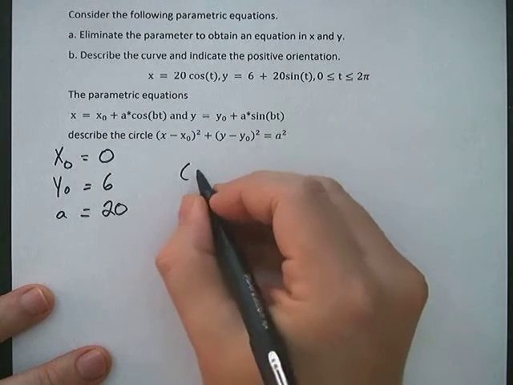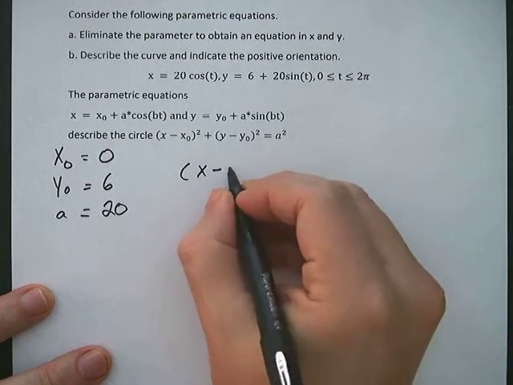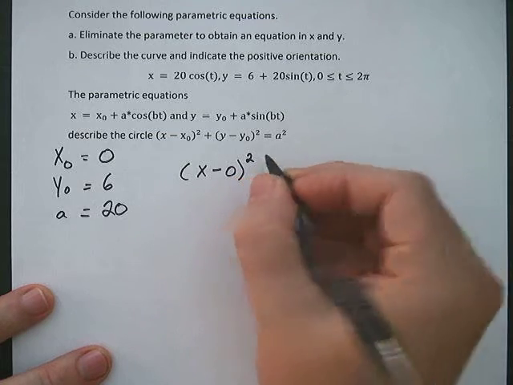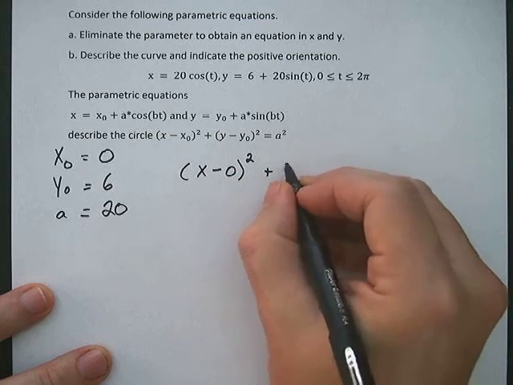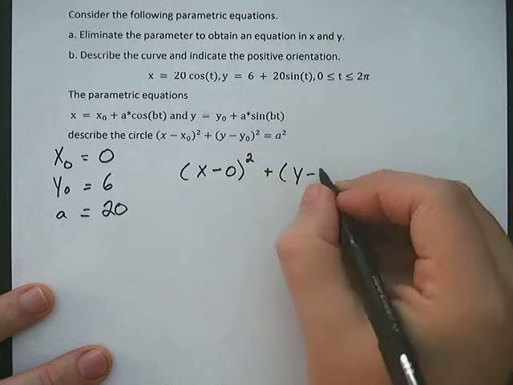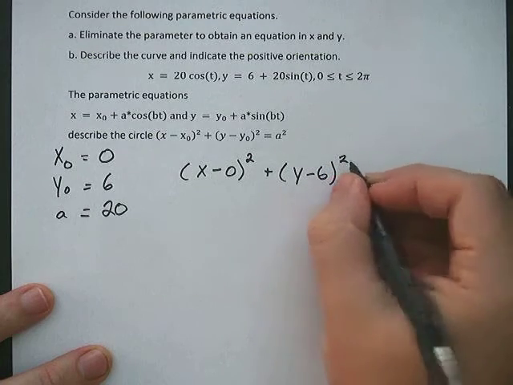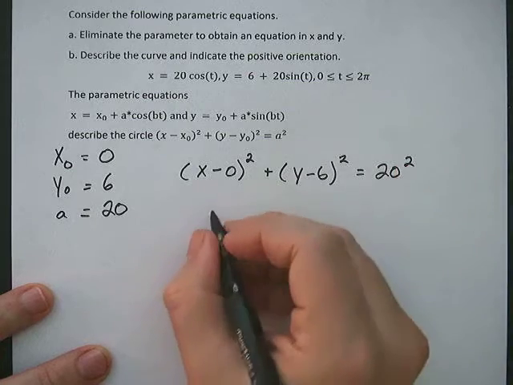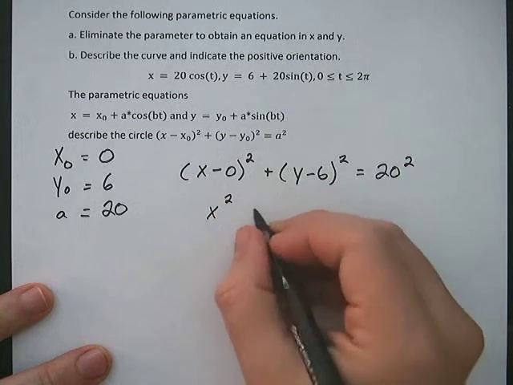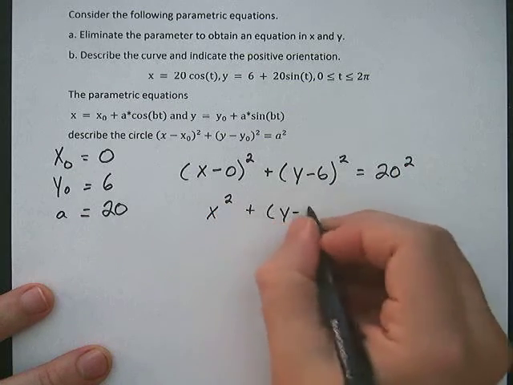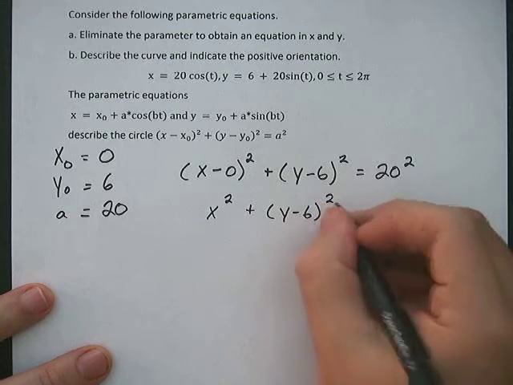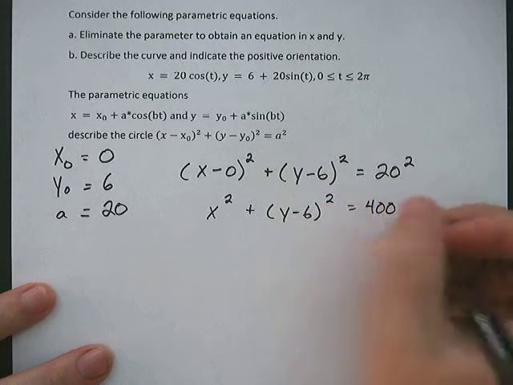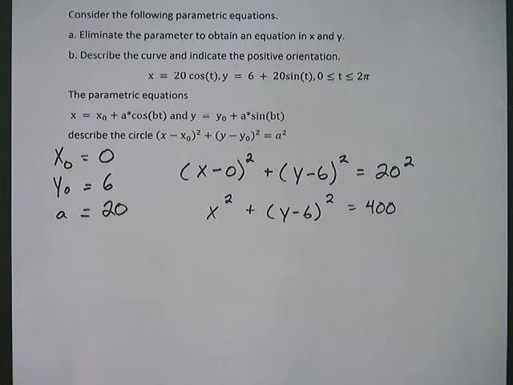So it will be x minus 0 squared plus y minus 6 squared equals 20 squared. You can clean that up a little and you can get x squared plus, we'll leave this one as it is, y minus 6 squared equals 400. Okay, so that's the equation in x and y.